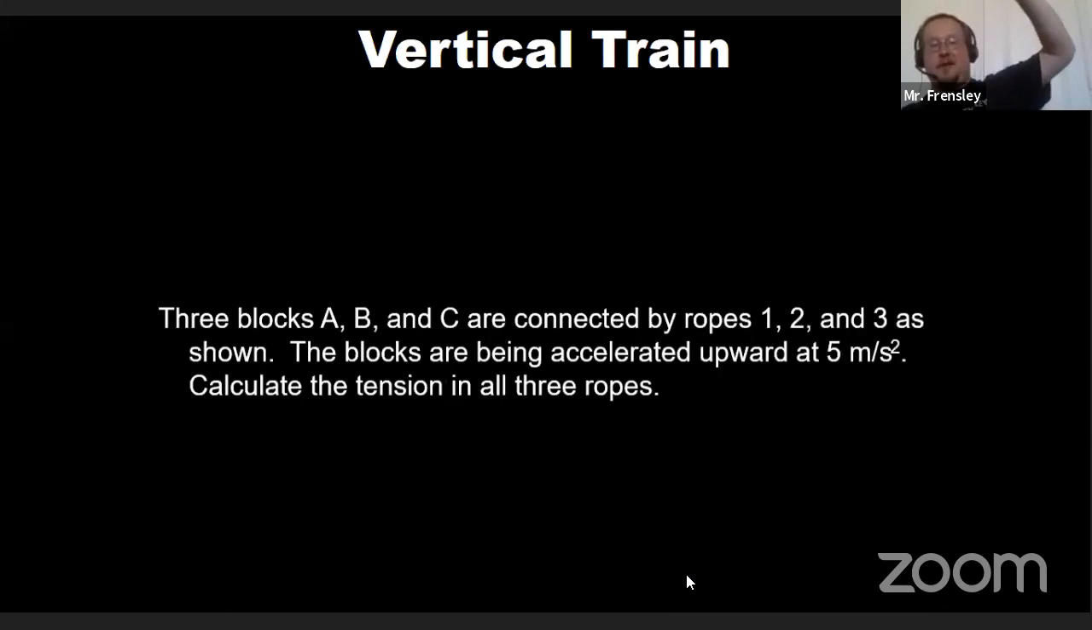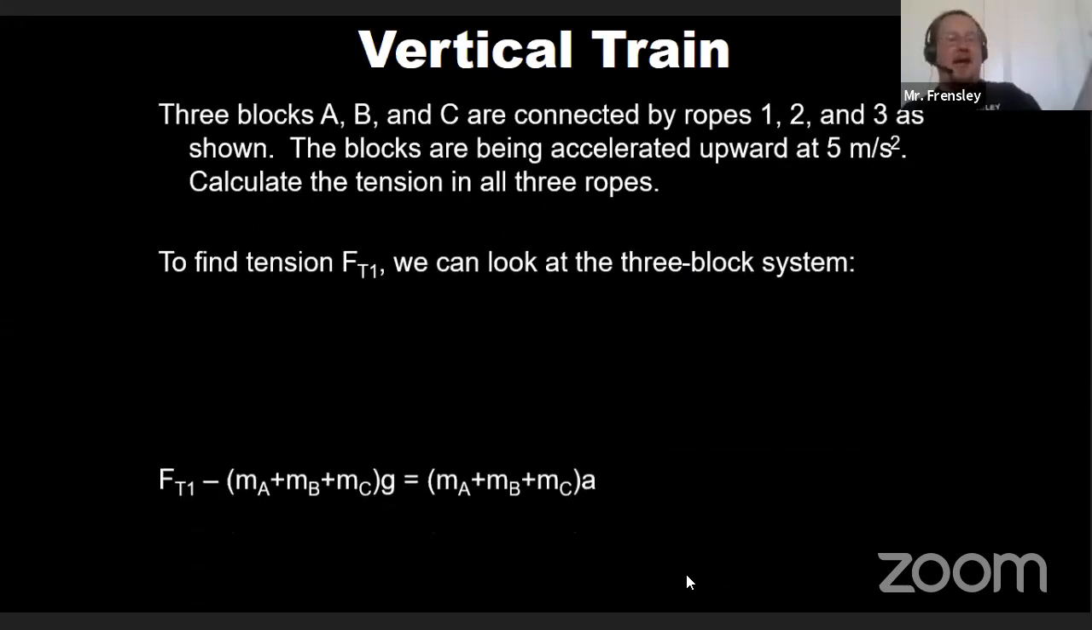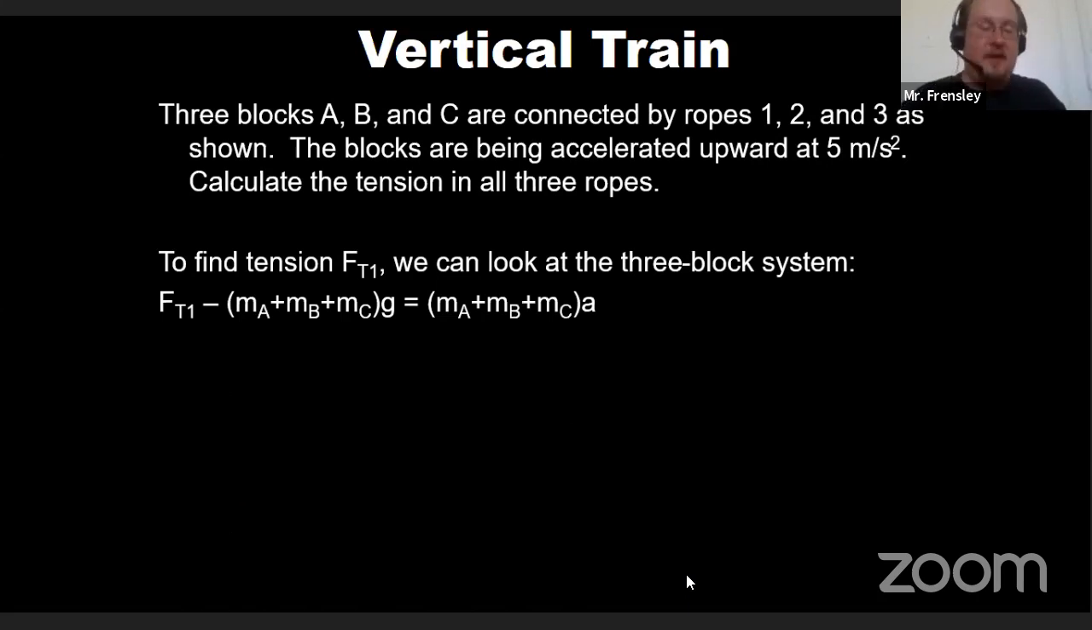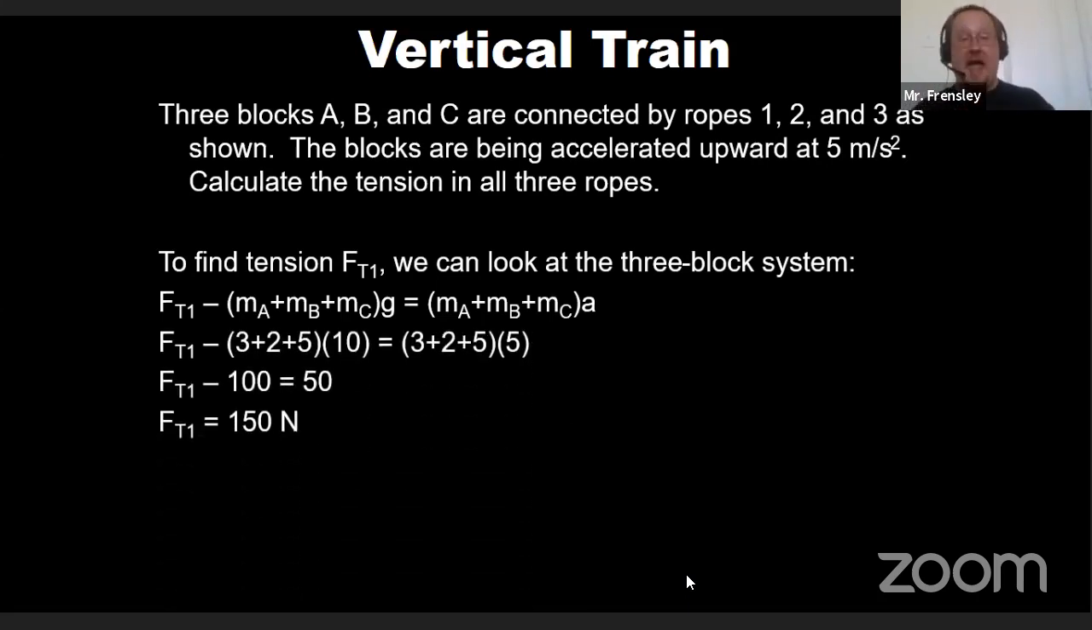Then for tension 1 at the top, it's the same equation, tension minus weight equals ma, but now we're using the total mass below tension 1, which is all 10 kilograms. Okay, now the rope on top has the most tension, less going down. What if the acceleration were down 5 meters per second instead of up 5 meters per second? I'm going to let you try this on your own, but you're going to find out that the top tension is still the most, less going down.